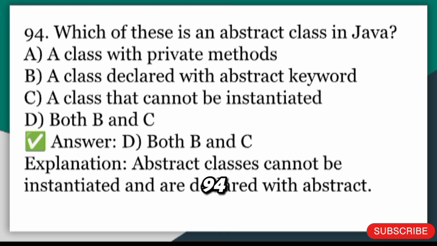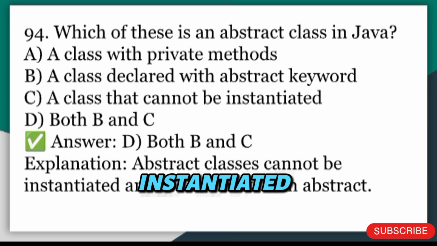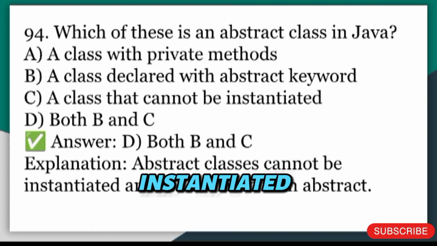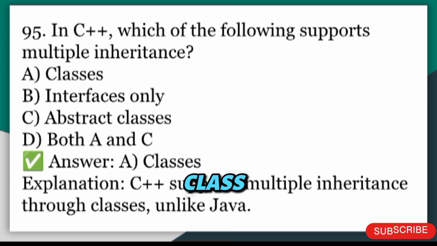Question number 94. Which of these is an abstract class in Java? So the right option is D, both B and C. A class declared with the abstract keyword, and a class that cannot be instantiated. Explanation: abstract classes cannot be instantiated and are declared with the abstract keyword. An abstract class is defined using the abstract keyword and cannot be instantiated. You cannot create an object of an abstract class directly.